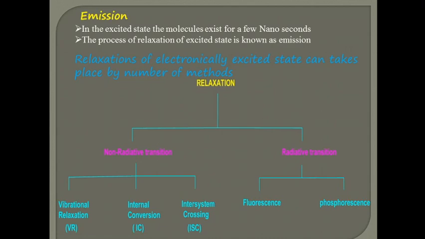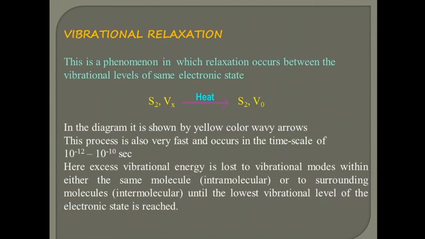This relaxation is mainly of two types: radiative transitions and non-radiative transitions. Again, non-radiative transitions are of three types: vibrational relaxation, internal conversion and intersystem crossing. Whereas radiative transition has two types of phenomena, fluorescence and phosphorescence.